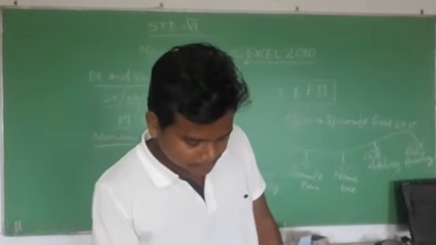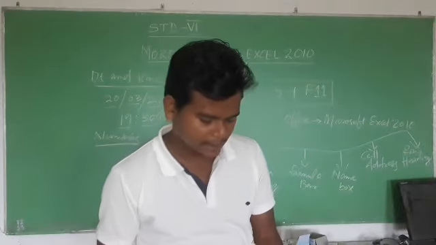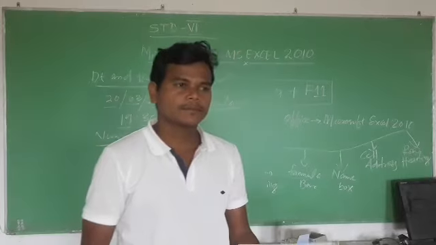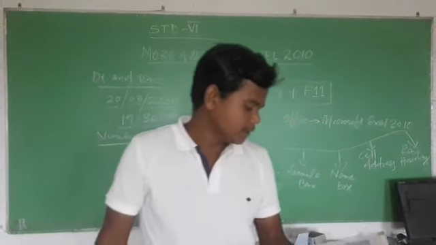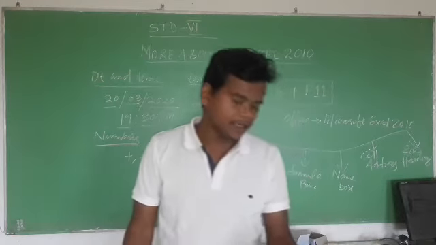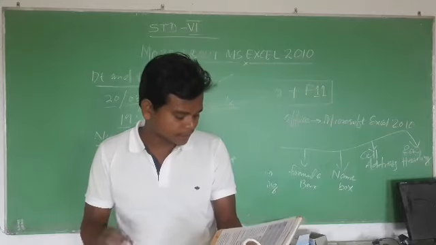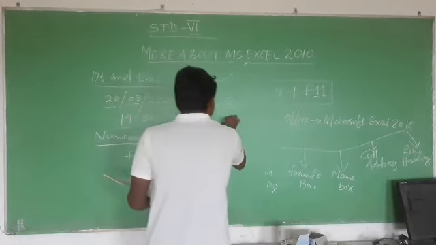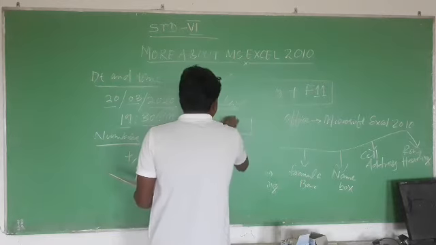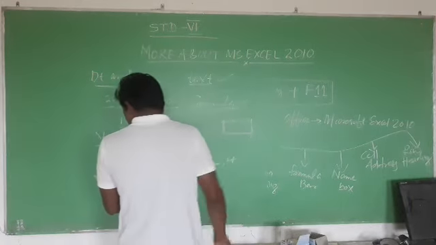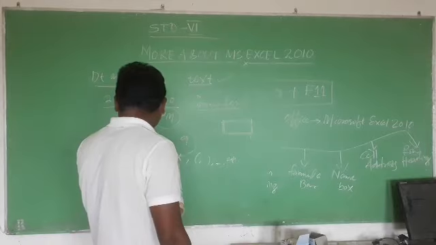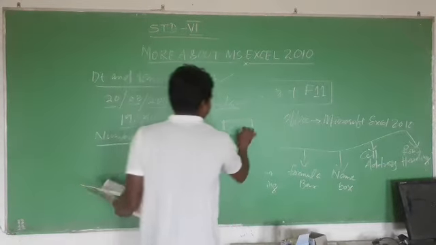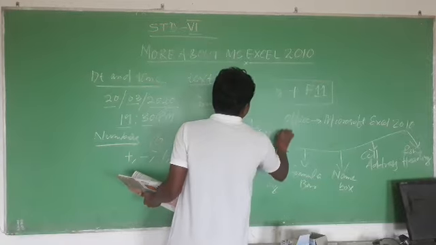Next one is selection in a worksheet. Selecting a cell: what we have to do? To select a cell in the worksheet, click on the desired cell that you want to select. A thick border will appear around the cell, and this cell is also known as the active cell, where we work.